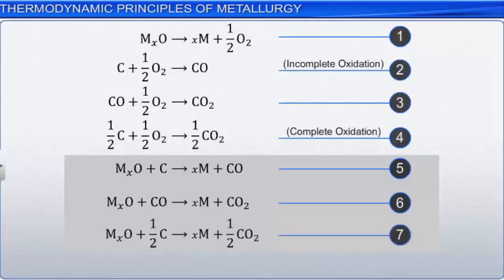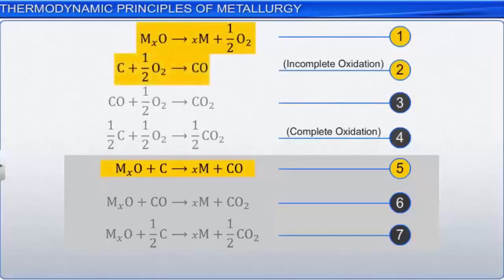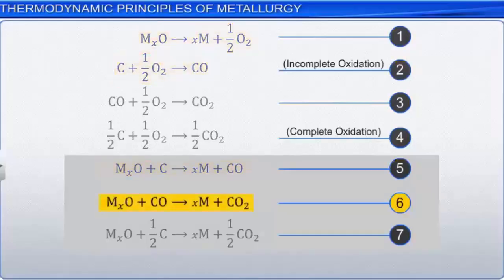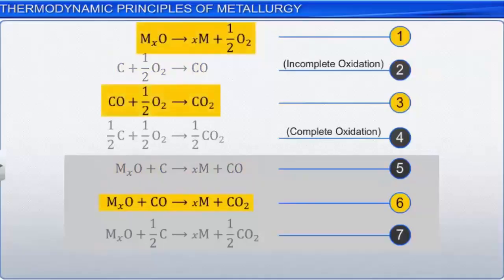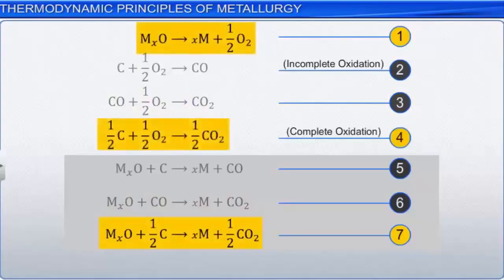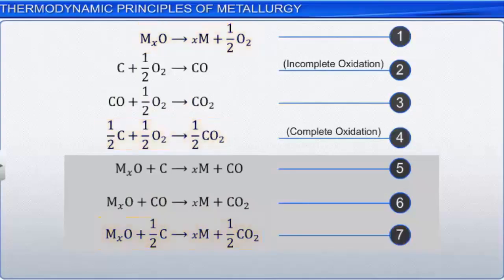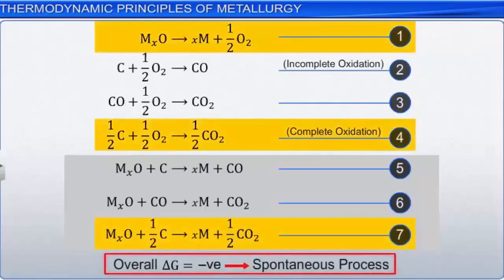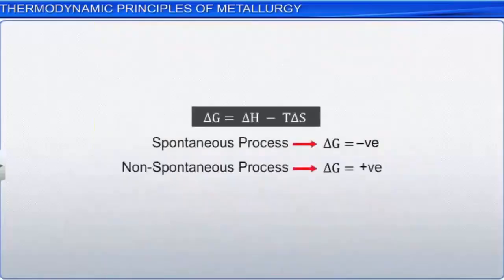As you can see, overall reaction 5 is the sum of reactions 1 and 2. Reaction 6 is the sum of reactions 1 and 3. And reaction 7 is the sum of reactions 1 and 4. Now, if the overall value of delta G is negative for these coupled reactions, then the reaction will be feasible. As discussed, a sufficiently high temperature favors negative delta G.